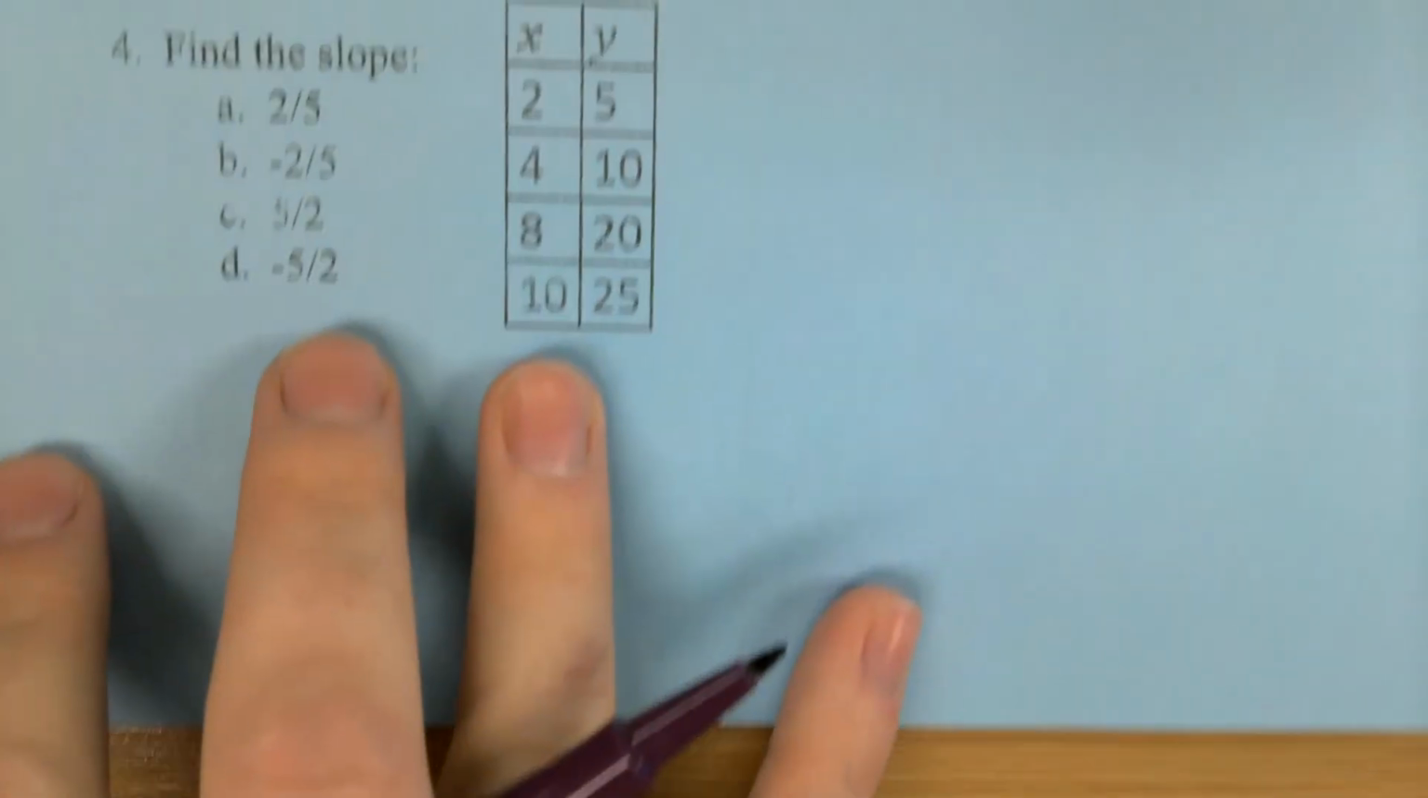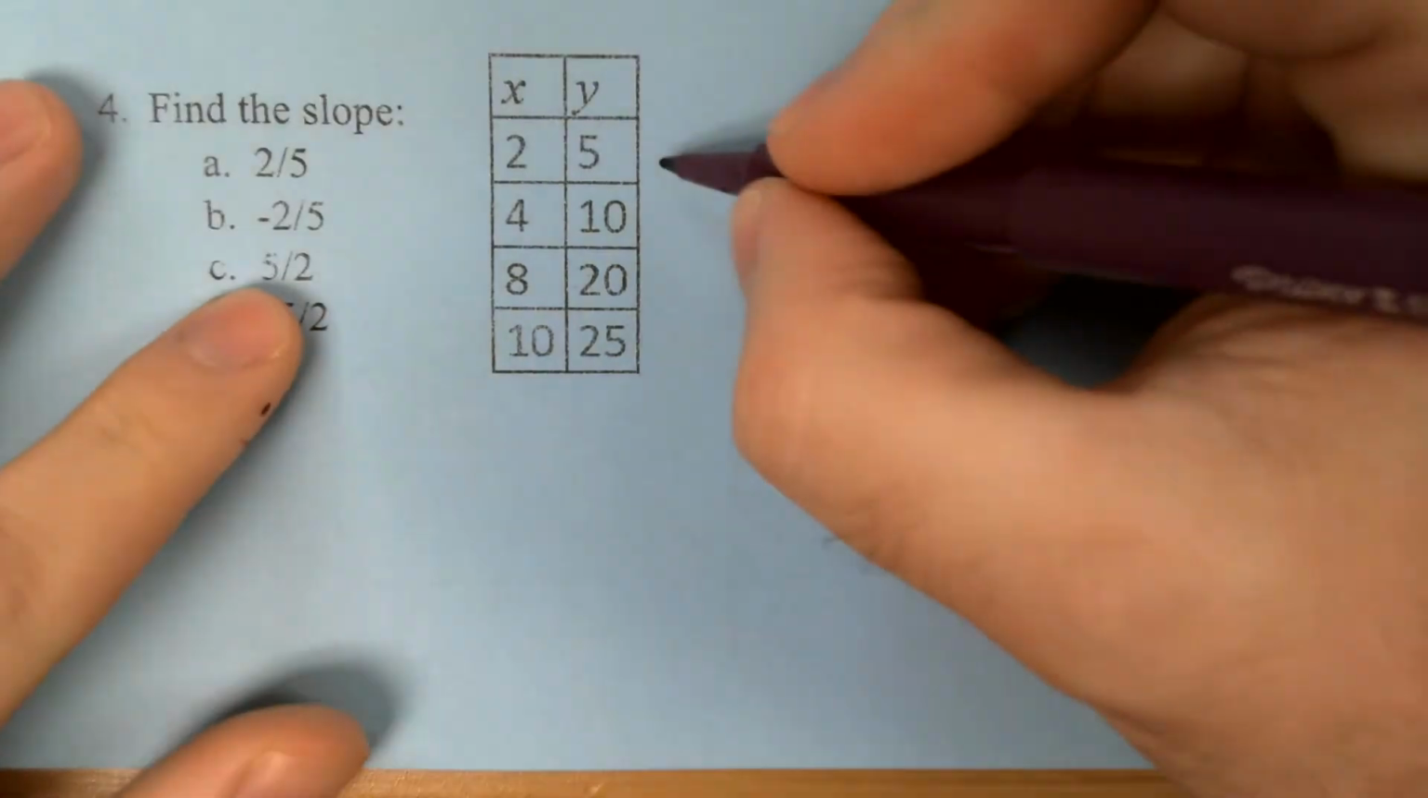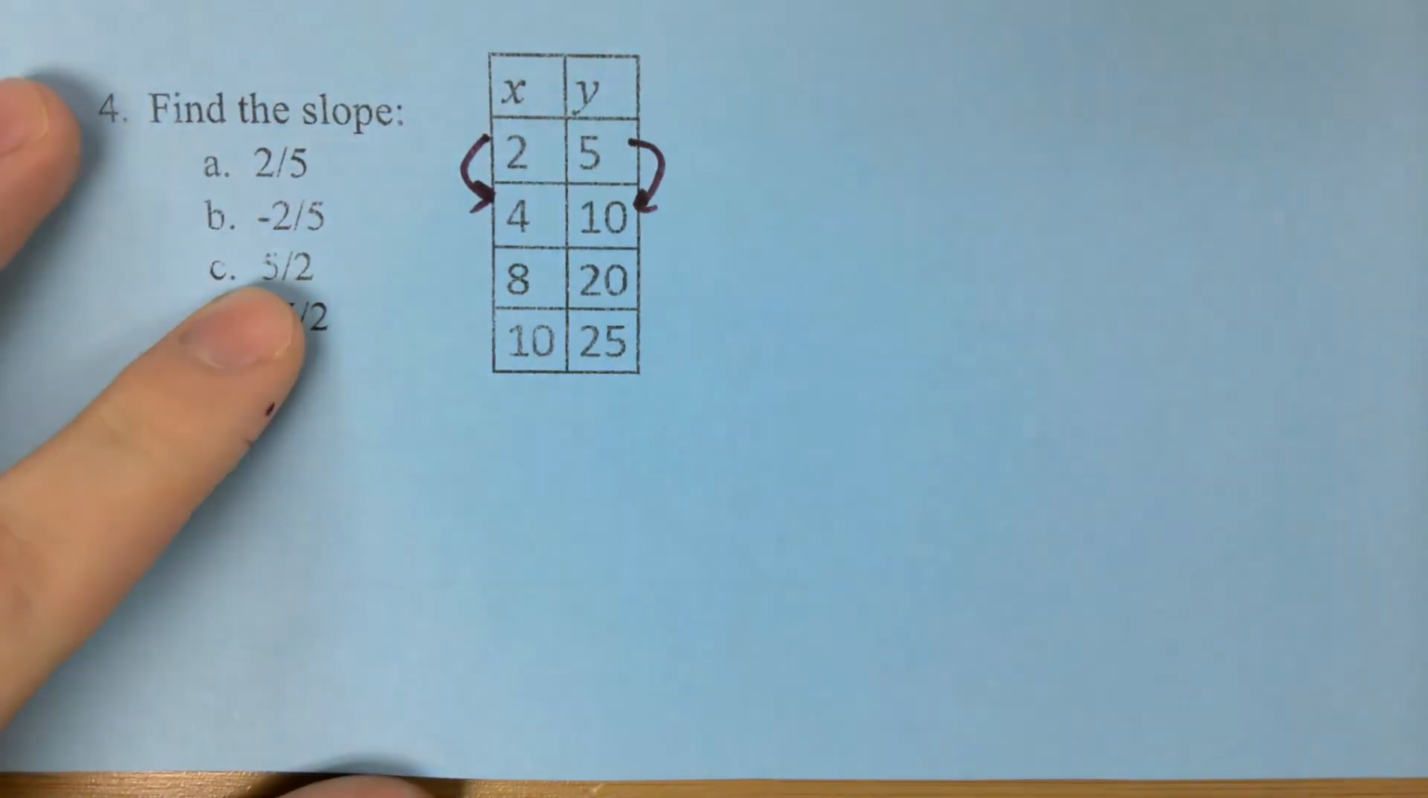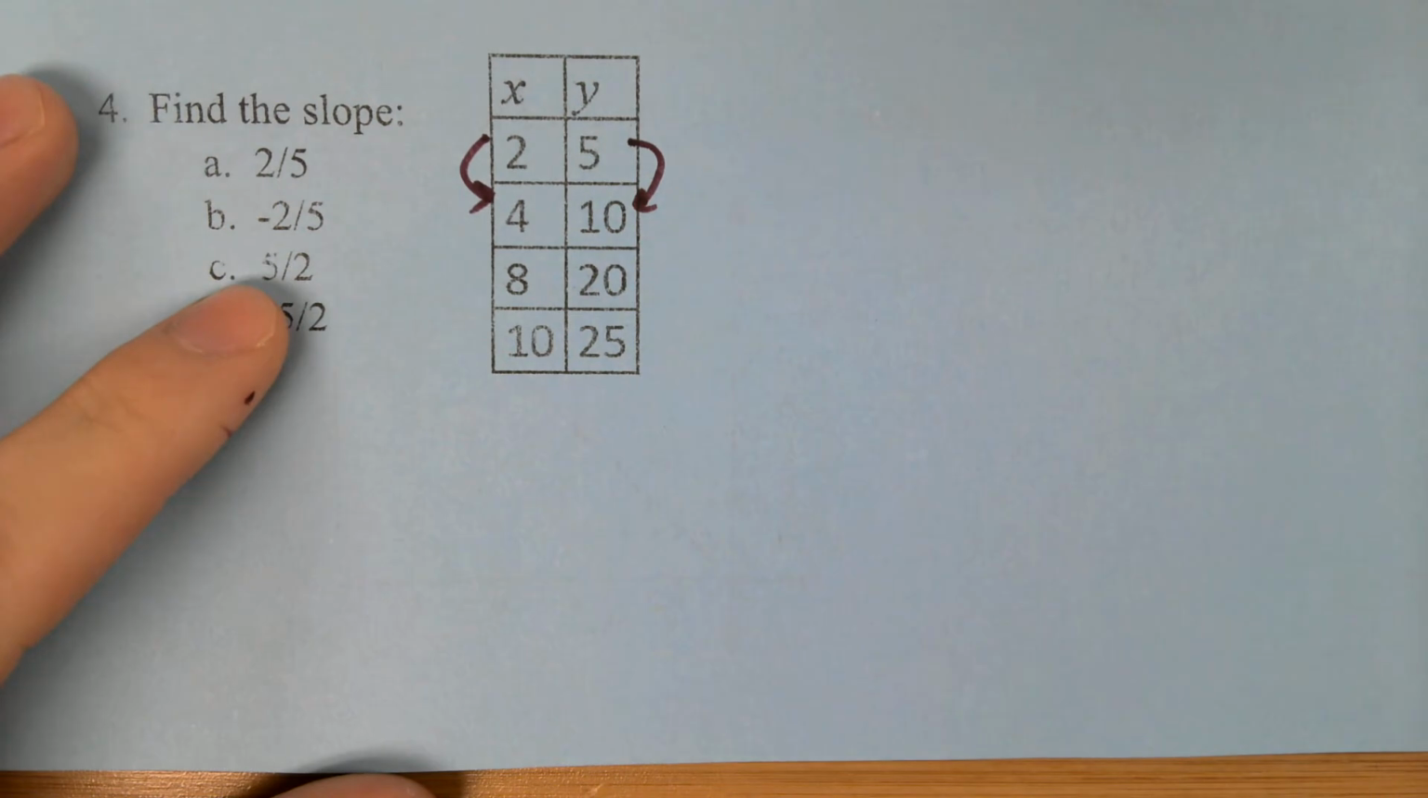All right, down to number 4. Again, we're finding the slope here. Doesn't matter if it's a vertical table or a horizontal table. We're still going to find our change in y and our change in x.